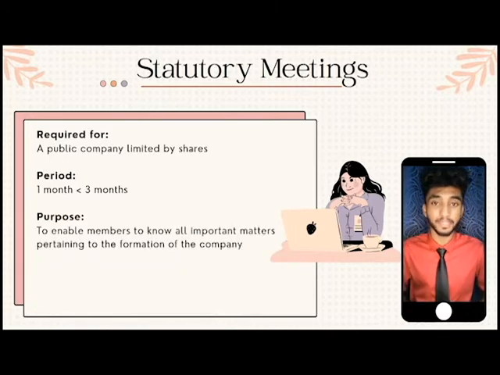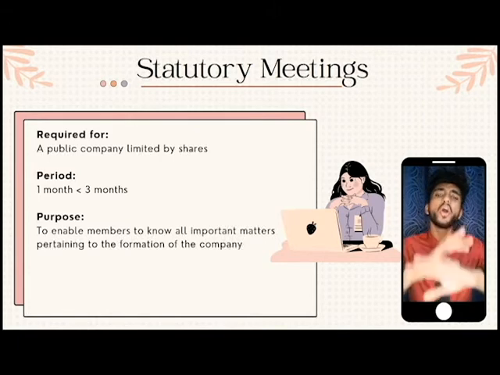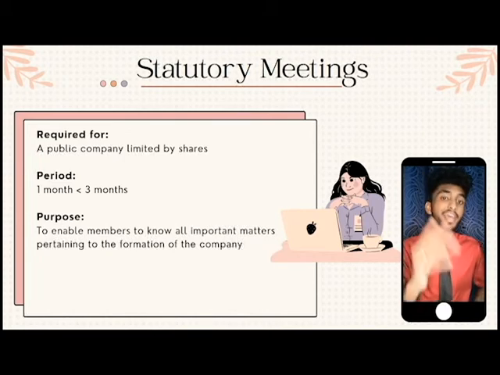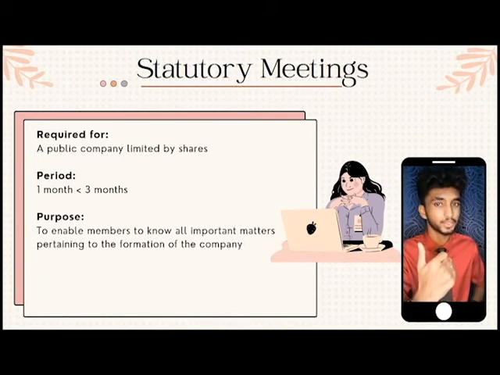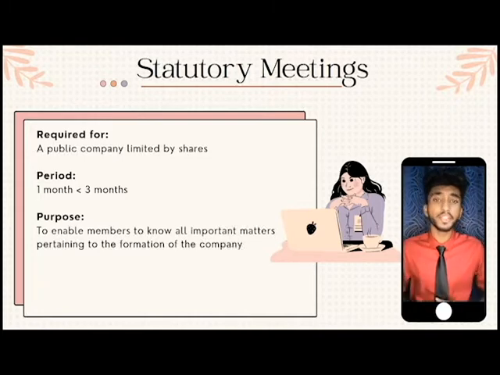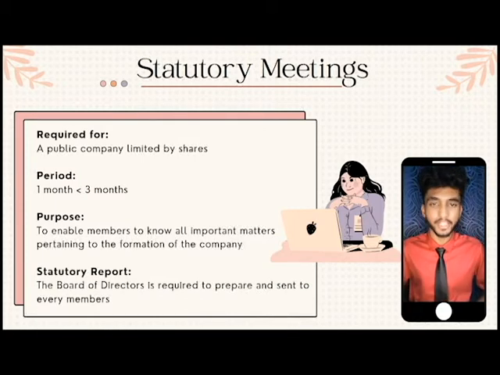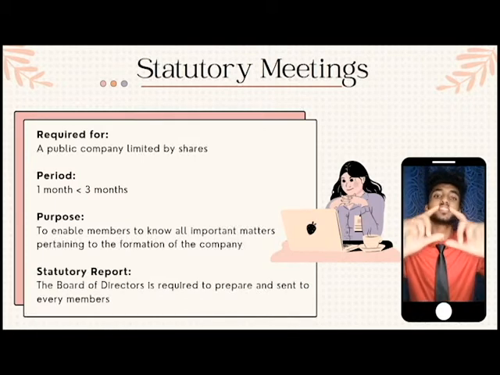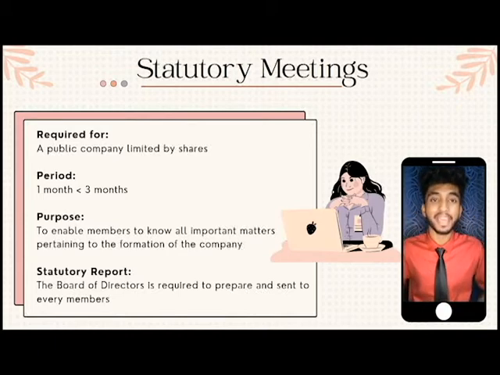The purpose of this meeting is to enable members to know all the important matters pertaining to the formation of the company, such as what contracts have been entered into, how much money has been received, which shares have been taken up, and others. A notice of at least 21 days prior to the meeting should be given to members in order to convene the meeting, and the board of directors is responsible for preparing and sending the statutory report to every member at least 7 days before the meeting is held.